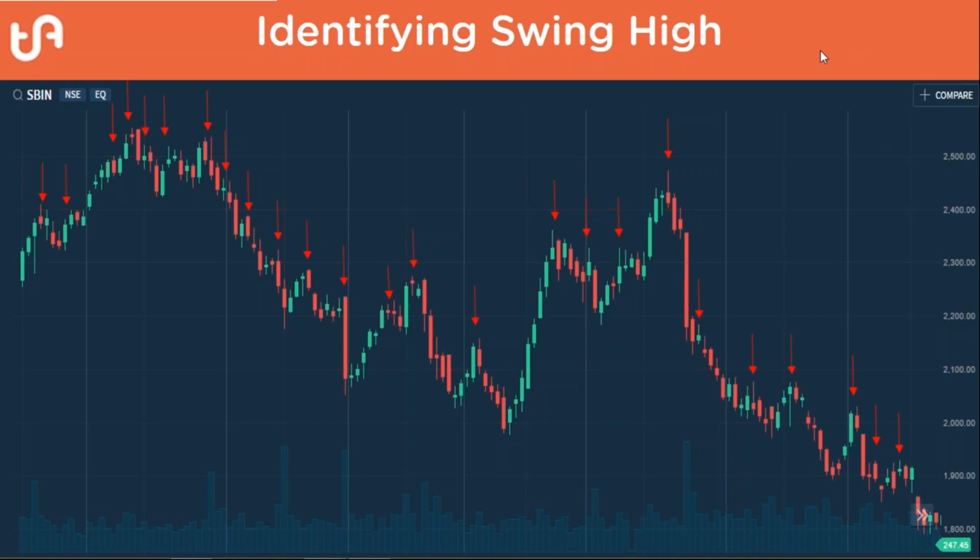No, Jignesh, RSI is not required. All the strategies that we will be teaching you here are only on the basis of candlesticks. There is no indicator which is needed.